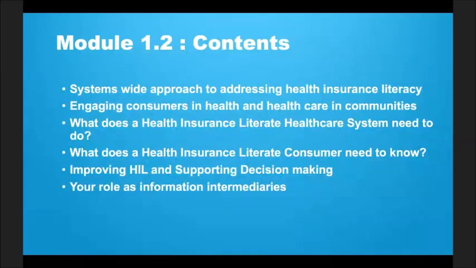We will look at systems-wide approaches to understanding and addressing health insurance literacy, how we can better engage consumers in their health and in healthcare. We'll also discuss what a health insurance literate healthcare system needs to do and what a health insurance literate consumer needs to know. And we'll discuss ways to improve health insurance literacy and support decision making, as well as discuss your role as information intermediaries in promoting health insurance literacy in our consumer population.